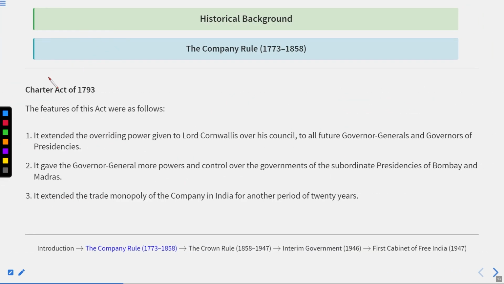So basically here is the Charter Act of 1793. Okay. So here we could see the word charter. What is the meaning of this? Charter.